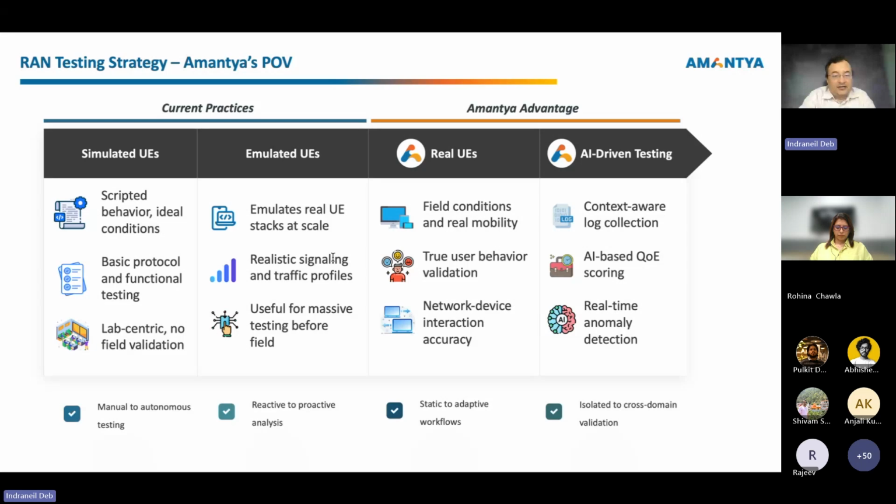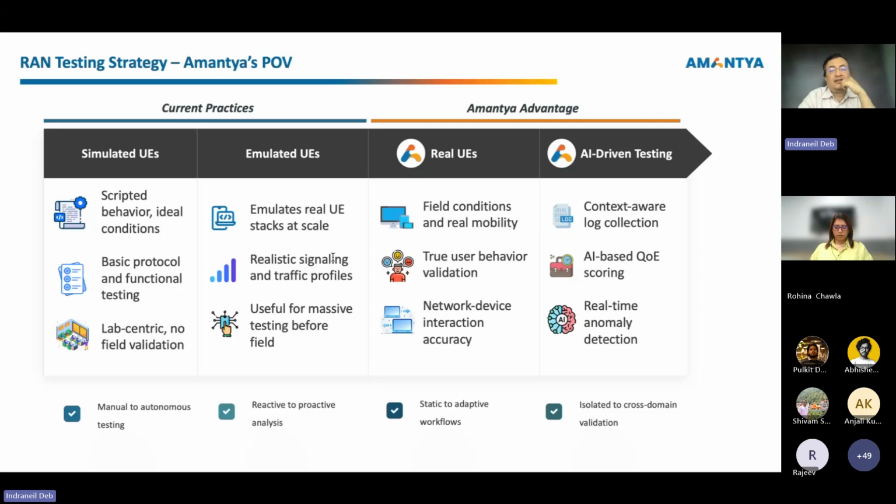Right now, just taking a quick look at the current practices in testing. Currently, testing uses primarily simulators that are based entirely in software, or emulators that have a mix of software and hardware both. While the simulators and emulators do address many of the challenges posed by RAN testing, the challenges that we discussed in the previous slide, our assessment, at least Amantya's assessment, is that there are still some gaps that need to be filled.